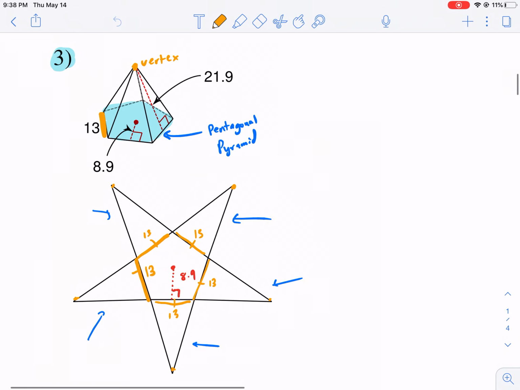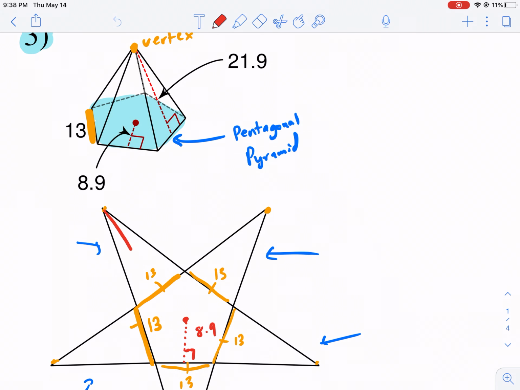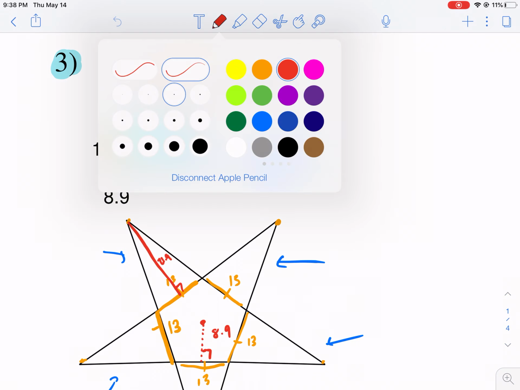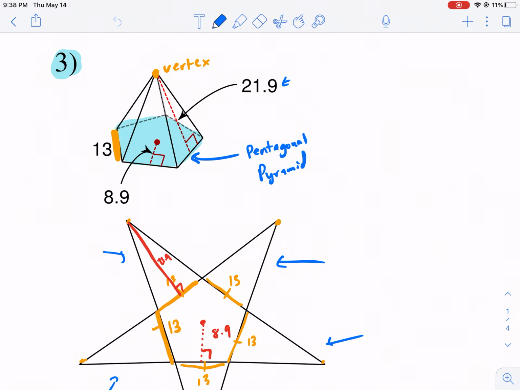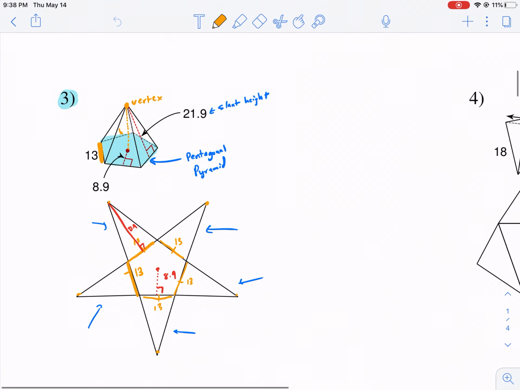Okay. Next up, we have 21.9. So we're going to draw this like this, 21.9. That is the slant height. Okay, so we talked about slant height before. This is the slant height of the pyramid. The slant height is useful for finding the surface area. Now, just like the cone, this is called the height. This is useful for volume. That is the height of the pyramid, just like we had slant height and height for the cone, okay?